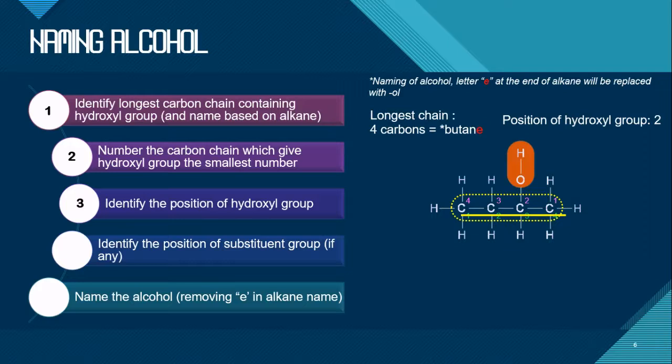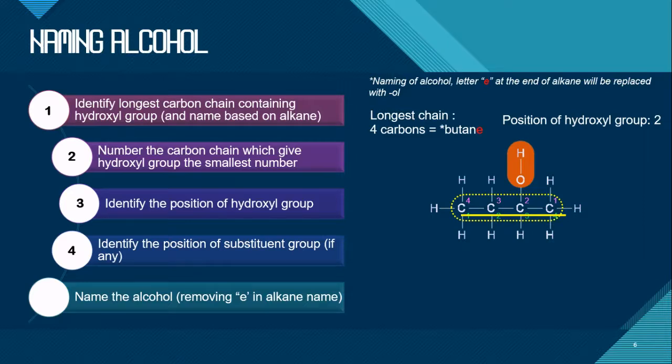substituent group. If you refresh back what we learned before, a substituent group can usually come from an alkyl group, or some other group, for example, from a halogen. Okay, in this case, we don't have any substituent group, so we can proceed to the last part, which is to name the alcohol.